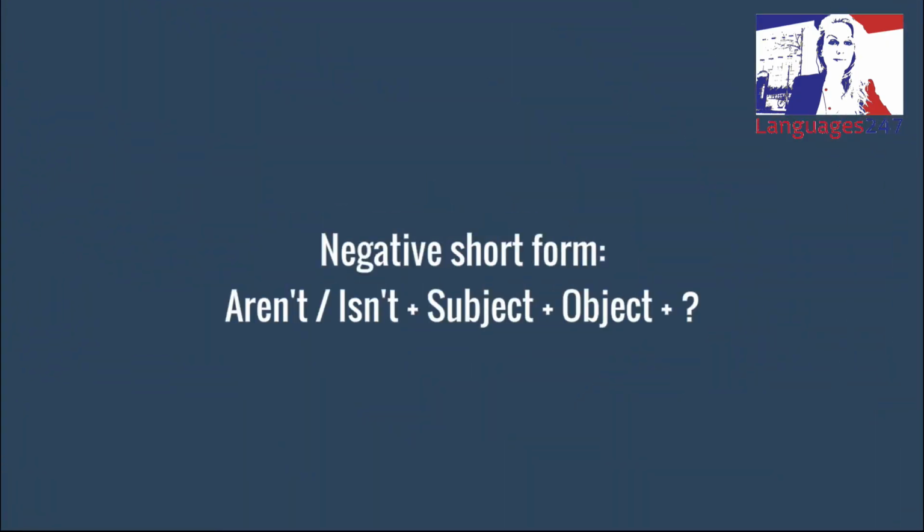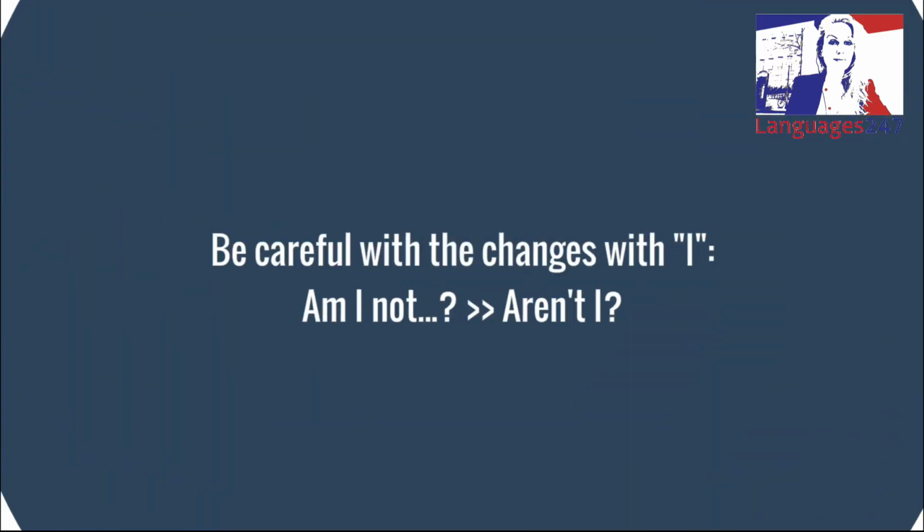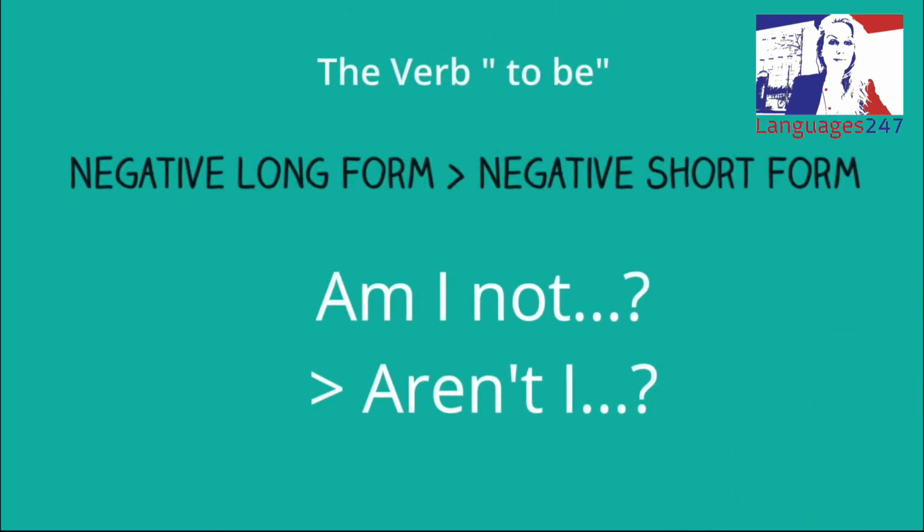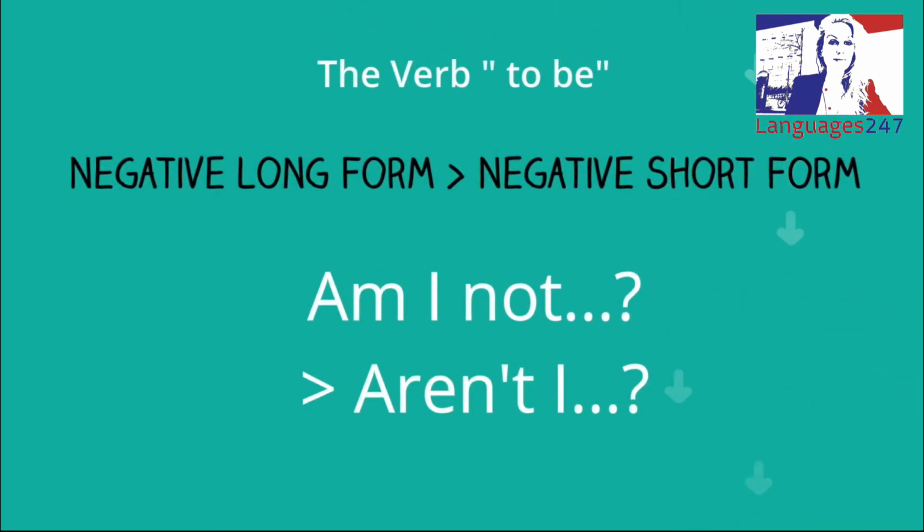Negative short form, aren't, isn't, plus subject plus object. Be careful with the changes with I. Am I not? Aren't I? Am I not? Aren't I?